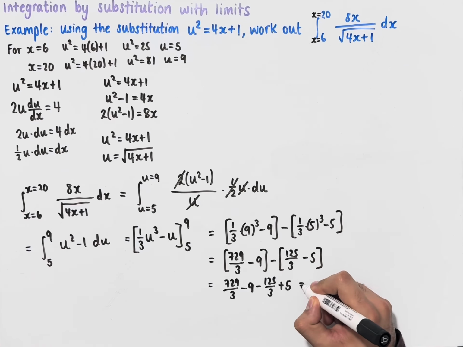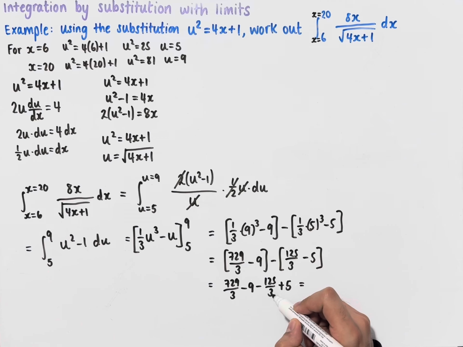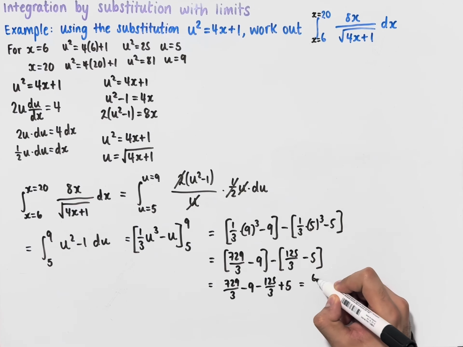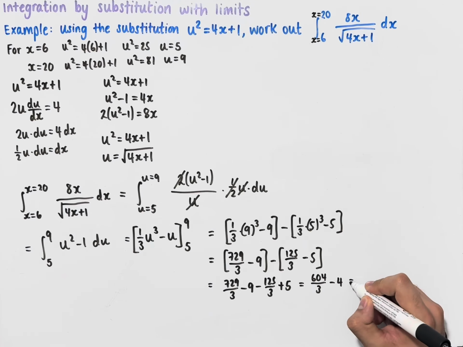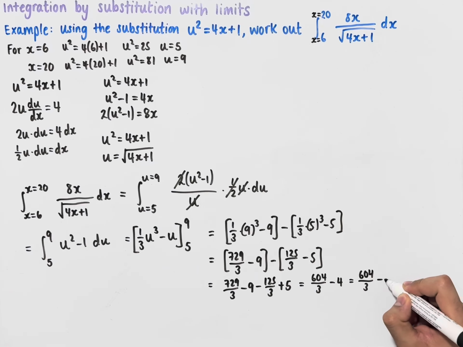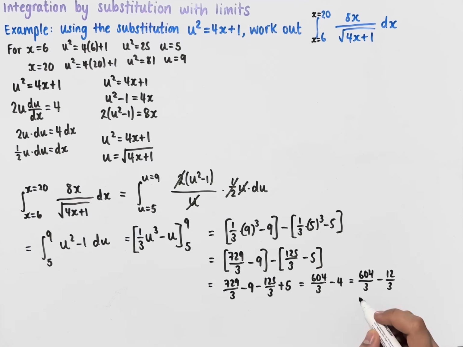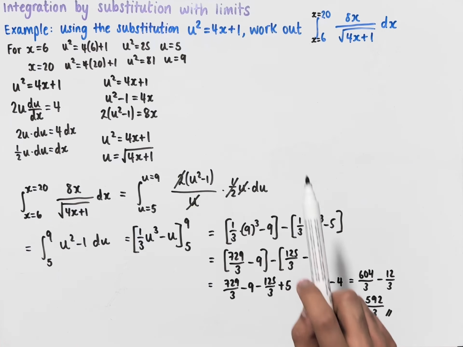And so if we simplify this further, we get 729 over 3 minus 125 over 3, which gives us 604 over 3. Then we have minus 9 plus 5, which is minus 4. So we can now write this as 604 over 3, and minus 4 can be written as minus 12 over 3. And so therefore, if we take away these two fractions, we end up with 592 over 3, which is the final answer to this question.